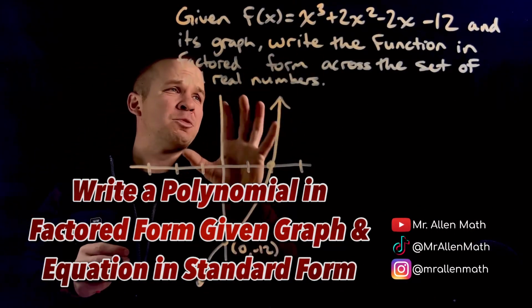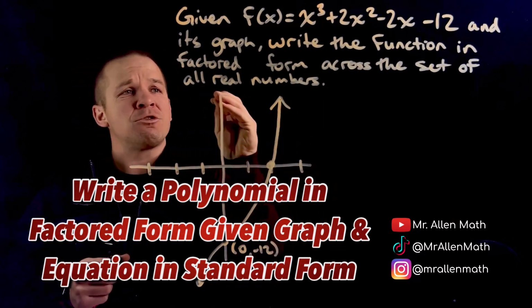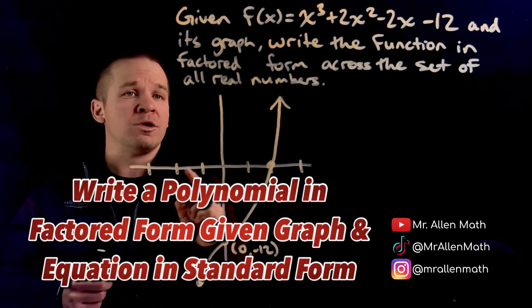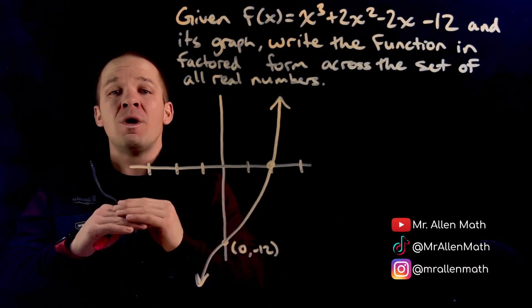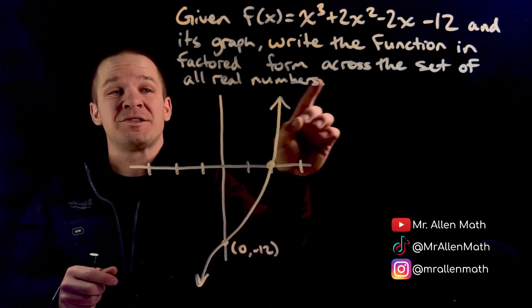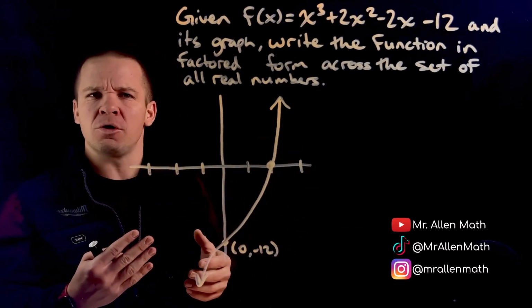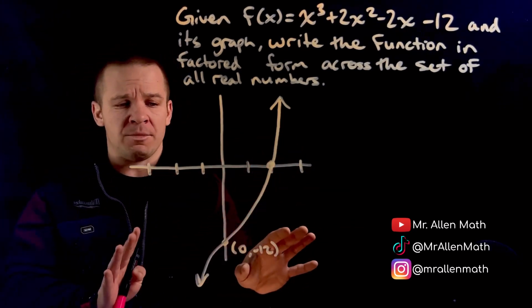Given f of x equals that polynomial right there and its graph, write the function in factored form across the set of all real numbers. So all real numbers, no imaginary numbers, right? Otherwise, it would say across the set of all complex numbers, and we would include the imaginaries, and then it gets a little crazy. But here, just real numbers.